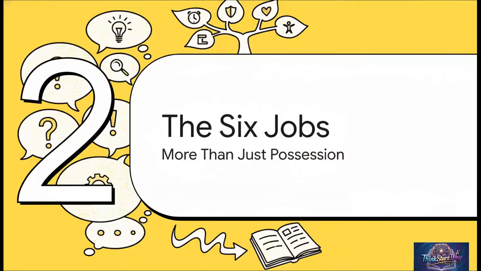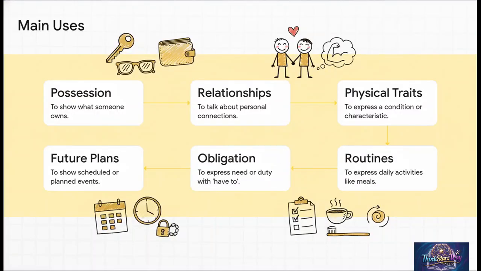But here's where it gets really interesting. Has and have aren't just about owning stuff. Nope. These little words are workhorses. They have at least 6 different really important jobs in the English language. Let's break them all down. So, think of this as our little roadmap for what's coming up. Of course, we've got possession, that's the obvious one, but we also use them to talk about relationships, physical things like eye color, daily routines, things you have to do, and even stuff that's scheduled for the future.